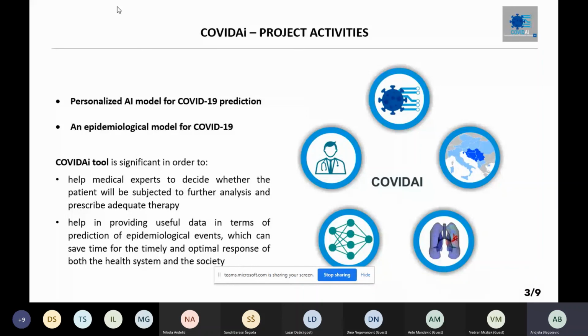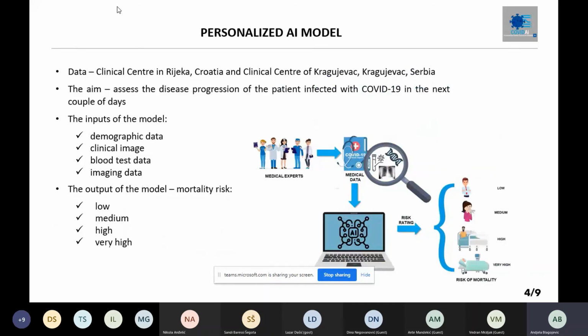Another part, the epidemiological model, is significant in order to help in providing useful data in terms of prediction and epidemiological events. This is important in order to save time and give the healthcare system and society a fast response to the pandemic. So now I will talk about the personalized AI model and give some more detailed information about this model. First of all, I will talk about data.